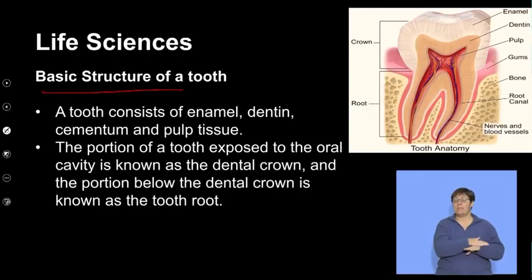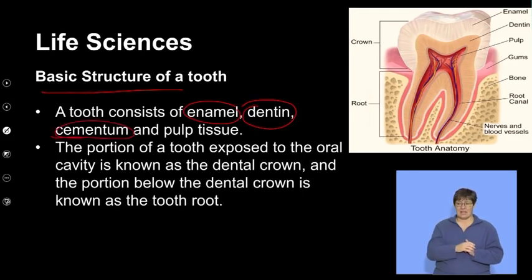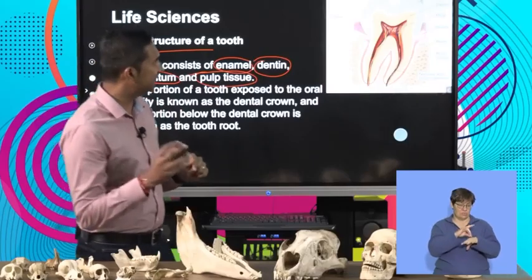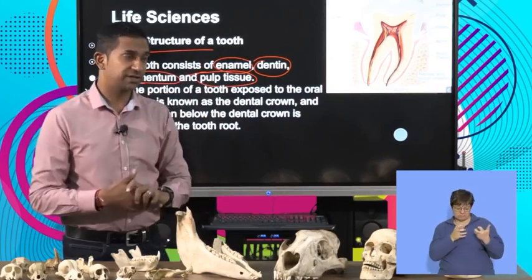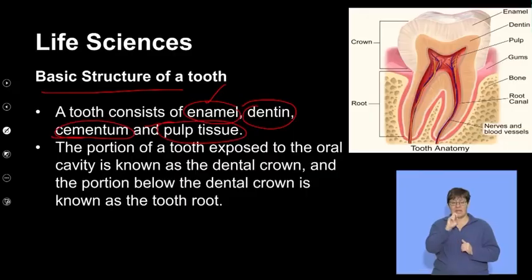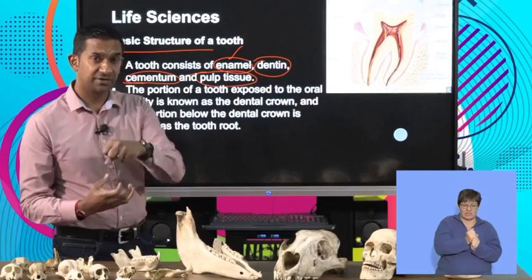A tooth consists of enamel, which makes it really tough and hard, dentine, cementum, and pulp tissue. Guys, it's not for exam purposes that you need to know this, but it's important that we recognize what makes the teeth structurally well suited for their function. The enamel is a coat on the surface that solidifies the teeth and gives them strength, so they're able to crush and grind bone.